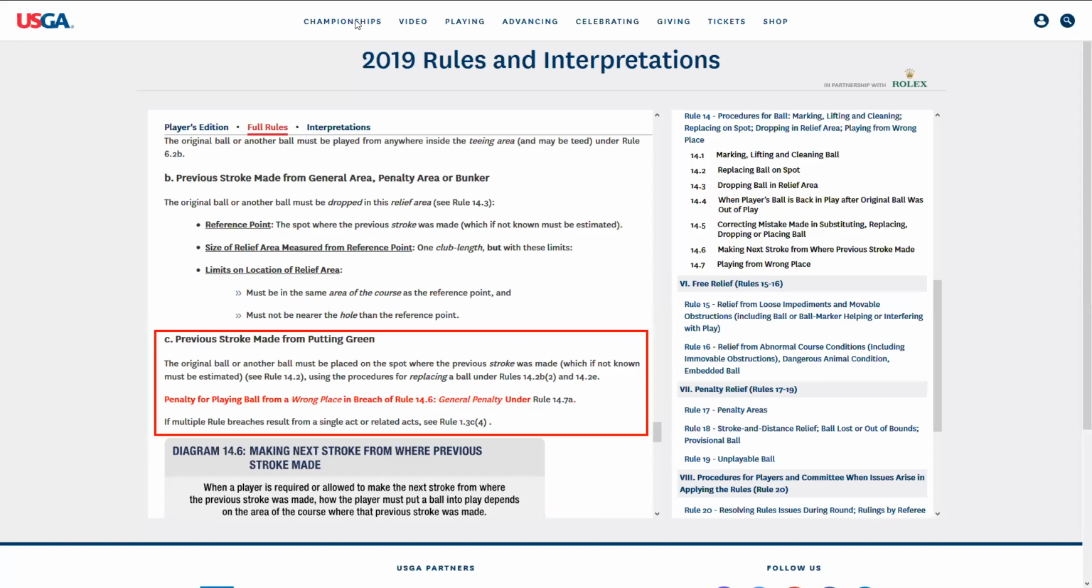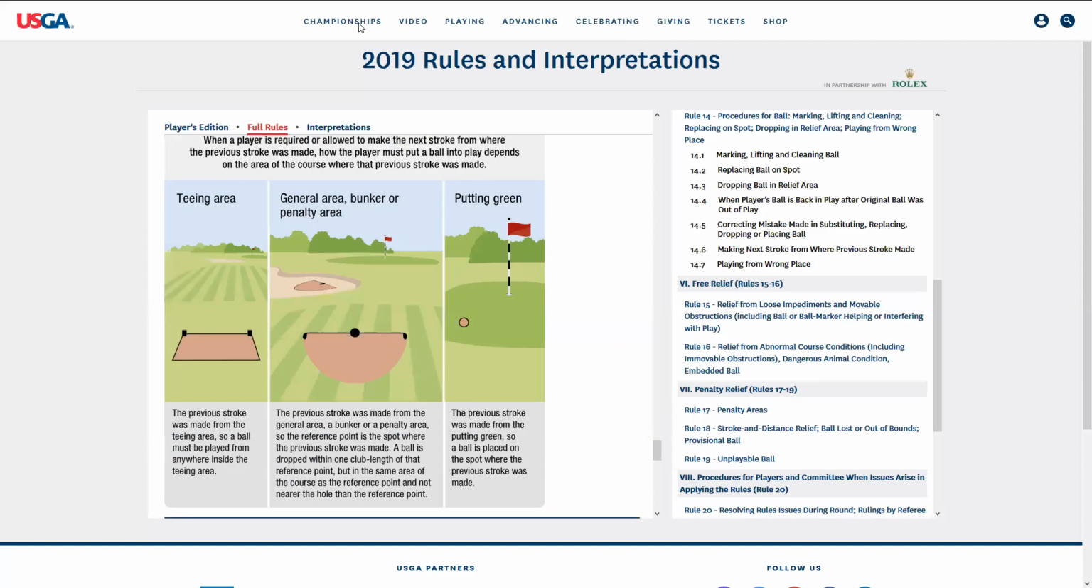Again, when you place, you place on a spot. When you drop, you drop in an area. So let's look at the next page, 122, the diagram. The first panel, the player makes his tee shot from the teeing area and he hits it out of bounds and he has to come back to the teeing area to play his ball. So he can drop it anywhere within that teeing area. He can place it anywhere or he can tee it up as long as it's in the teeing area.